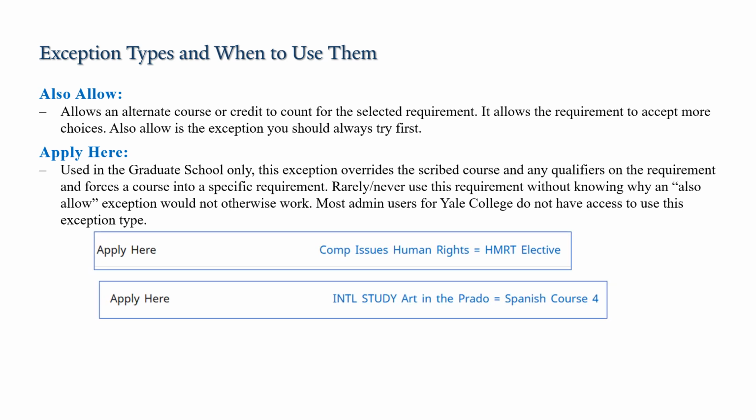This exception overrides the scribed course and any qualifiers on the requirement and forces a course into a specific requirement. Rarely or never use this exception without knowing why an Also Allow exception would not otherwise work. Most admin users for Yale College do not have access to this exception type.